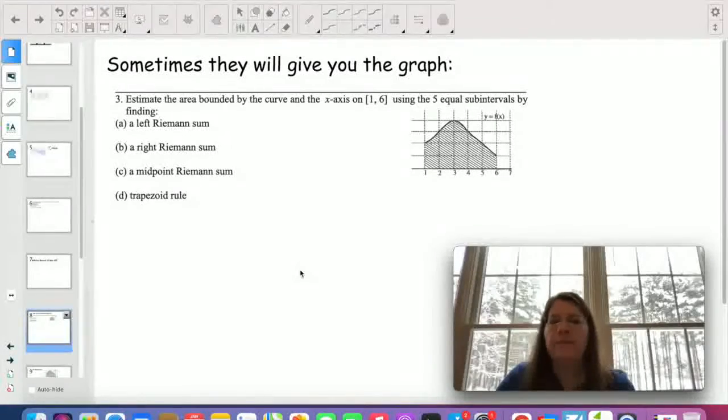Sometimes, instead of having to draw the graph like we did on the whiteboard, they're going to give you the graph and just ask you to estimate the right Riemann, left Riemann, midpoint, and trapezoid rule. And when they give you the graph, it makes it very simple. It's a very simple process. In this video, we're going to do the right Riemann sum.